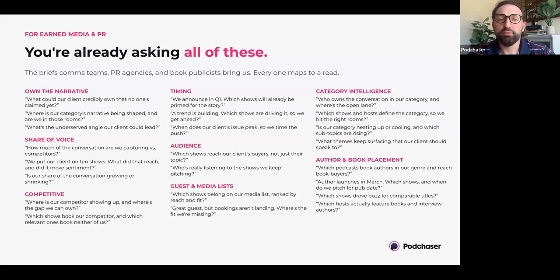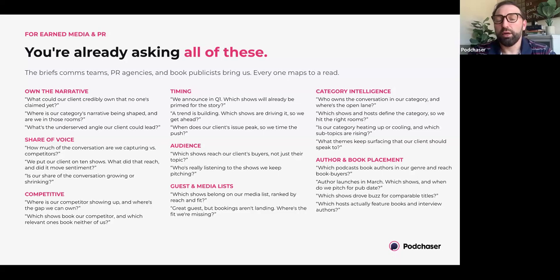Second, of course, is going to be the share of voice. So how much of the conversation are we capturing versus competitors? We put our client on 10 shows. What did that reach? And did it move sentiment, especially relative to competing firms? These are all very much doable with these intelligence reads now.